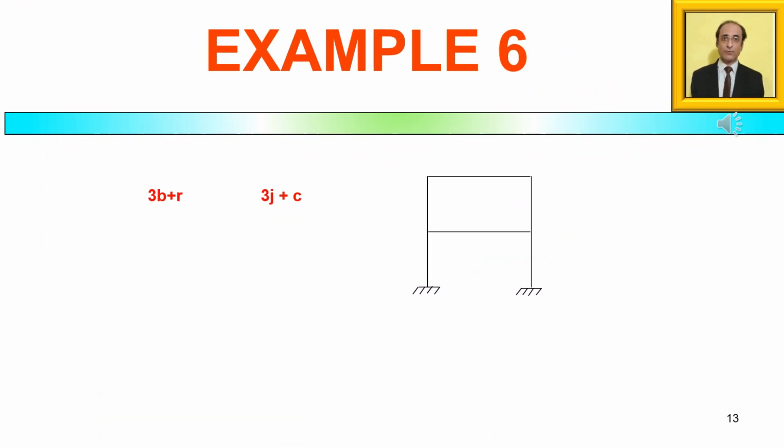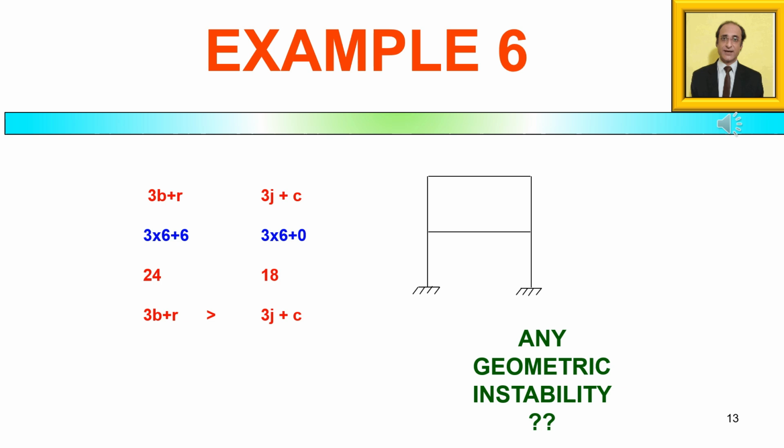Let us see the example of the two-story frame. So here the total number of members is 6. The number of reactions is 6, 3 at each support. The total number of joints is also 6. So if we do the computation, here 3b plus r comes out to be 24 and 3j plus c is 18. Visual inspection shows that there is no evidence of any kind of geometric instability. So we can very easily come to the conclusion that the structure is stable and indeterminate to 6th degree.